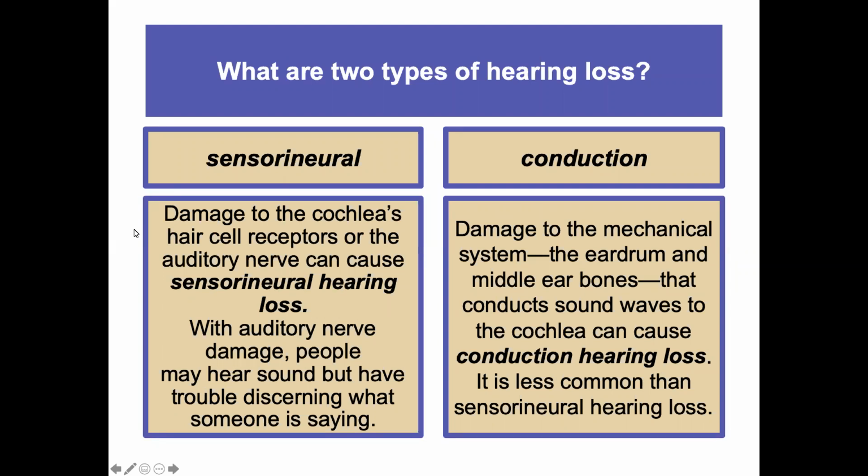Sensorineural and conduction. So sensorineural hearing loss is damage to the cochlea's hair cell receptors or the auditory nerve. With auditory nerve damage, people may hear sound but have trouble discerning what people say. And you may know someone like that. You may be someone like that. If that is what that person is experiencing, that is called sensorineural hearing loss.